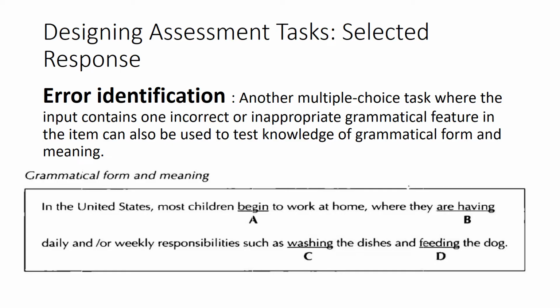So as you see here, this example is what? An error identification test in which the teacher has given his students a sentence, and he has underlined four different positions for different words or structures in the sentence, marking them by options A, B, C, and D, and asking them to identify the error.